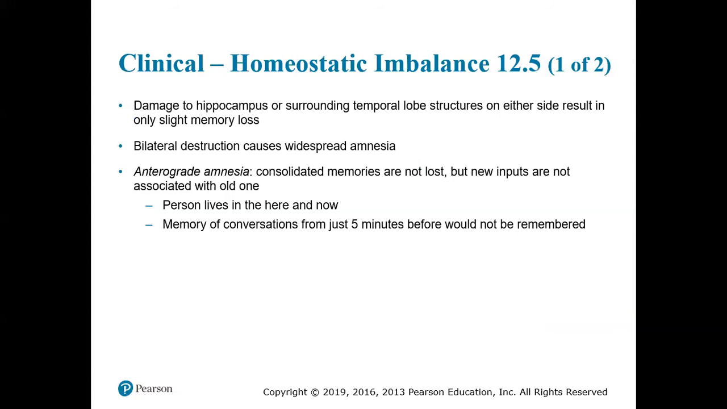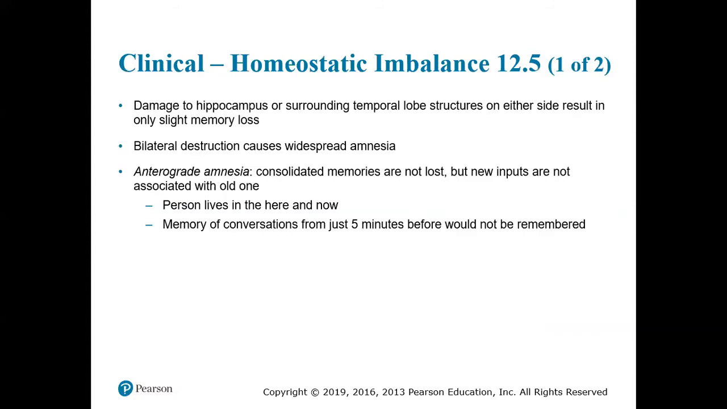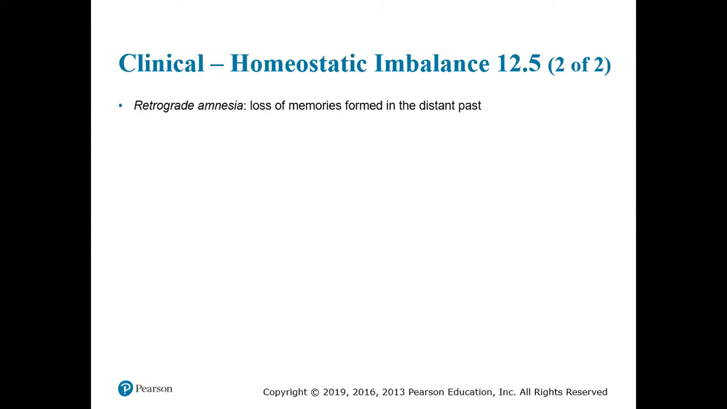So what does this mean? Consolidated memories are not lost, but new inputs are not associated with the old ones. In essence, a person lives in the here and now, where a memory or a conversation that just happened 5 minutes before would not be remembered. Okay, anterograde amnesia. Retrograde amnesia: loss of memories formed in the distant past. So we have anterograde and retrograde.